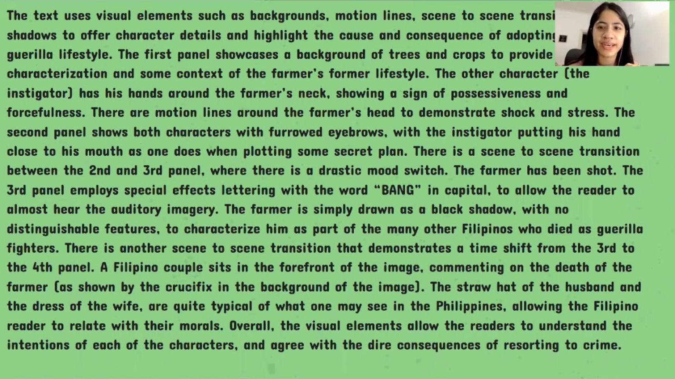So now I'm going to be showing you guys a little bit of analysis. I know there's a lot of text here, but we'll just go through it. So this is a paragraph analyzing just the visual techniques of this propaganda poster. The text uses visual elements as backgrounds, motion lines, scene-to-scene transitions, and shadows to offer character details and highlight the cause and consequences of adopting a dangerous guerrilla lifestyle.